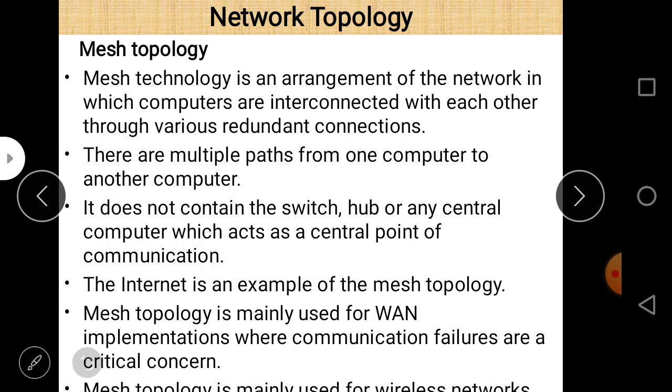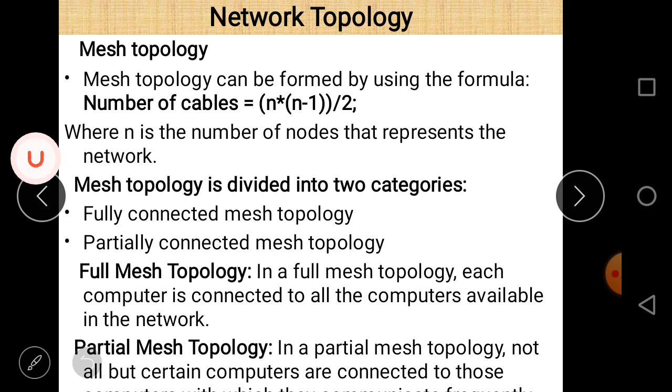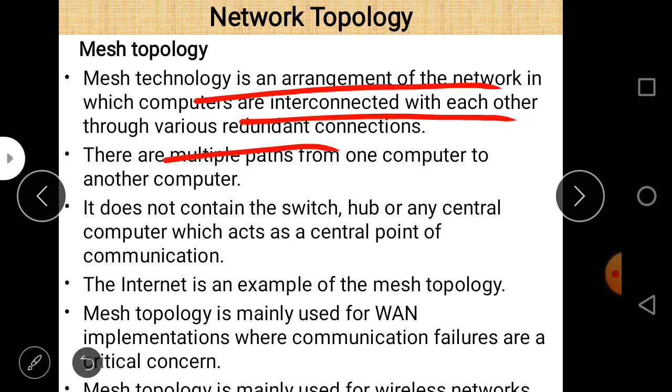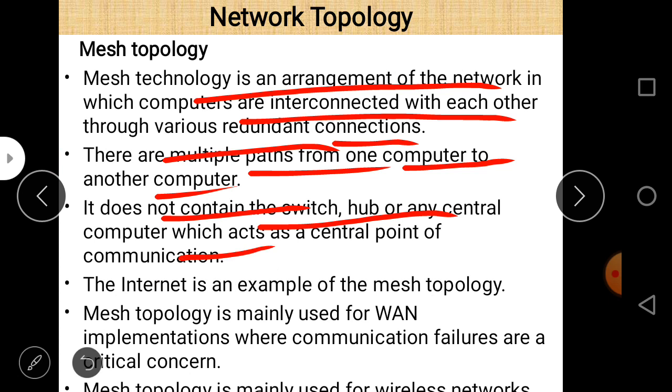Next, there are some points regarding mesh topology. Mesh topology is an arrangement of the network in which computers are interconnected with each other through various redundant connections, and there are multiple paths from one computer to another computer. It does not contain any switch, hub, or any central computer. So it is a main point. And the internet is an example of mesh topology. So it is again a very important point: example of mesh topology is internet.